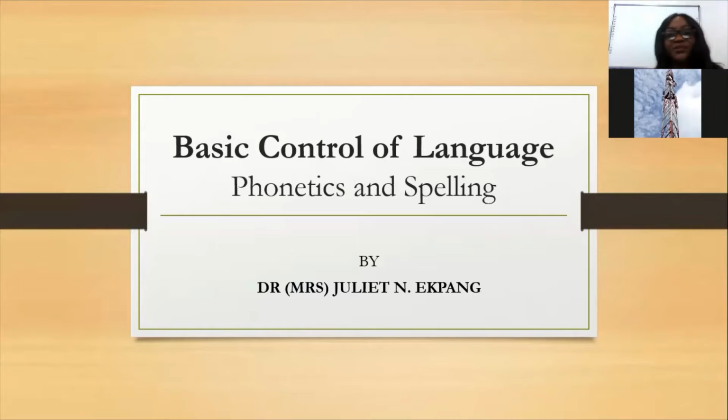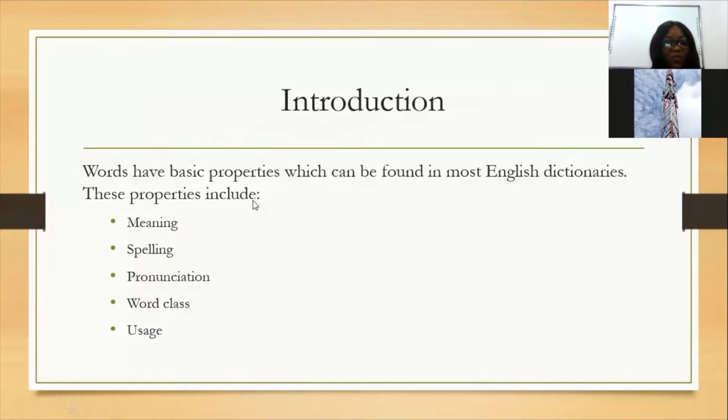Now, every word in every language has 5 properties. We have the property of meaning. Every word has a meaning. Every word has a spelling. Every word has a pronunciation. Every word belongs to a particular word class. And every word has particular ways in which it is used, which we call usage. Of interest to us in today's summary class is the quality of spelling and pronunciation.